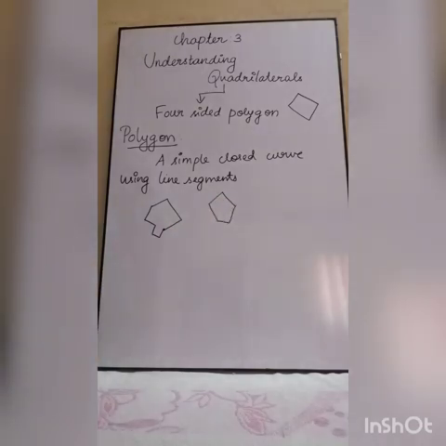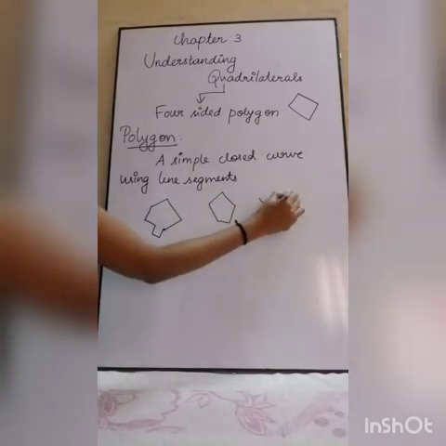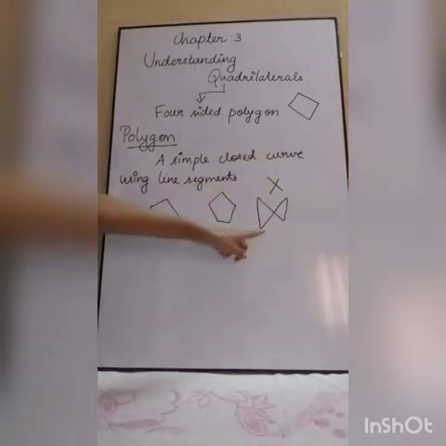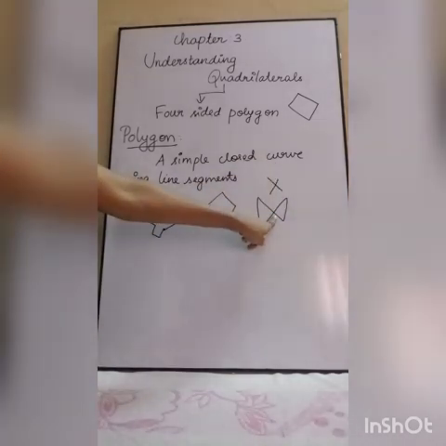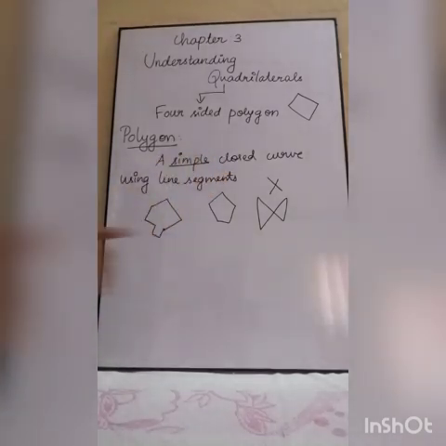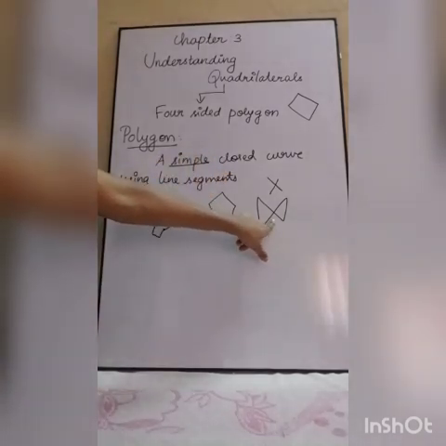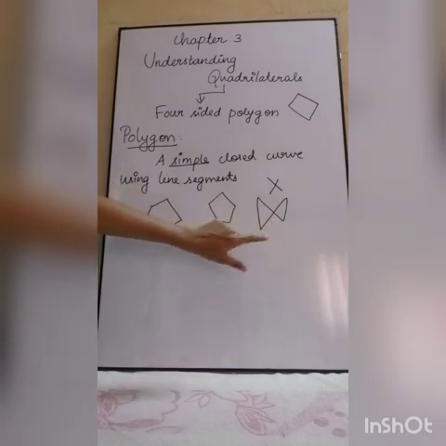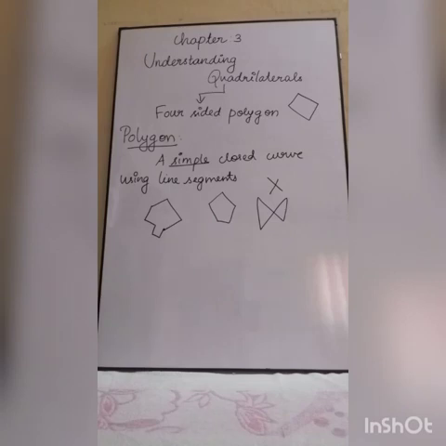This is one polygon. Is this a polygon? No. Why? Because it has an intersection. They said only a simple curve is allowed. Here the intersection takes place, so this is not a simple closed curve. Okay, so you should know the definition of the polygon. Then you should come to the quadrilateral.